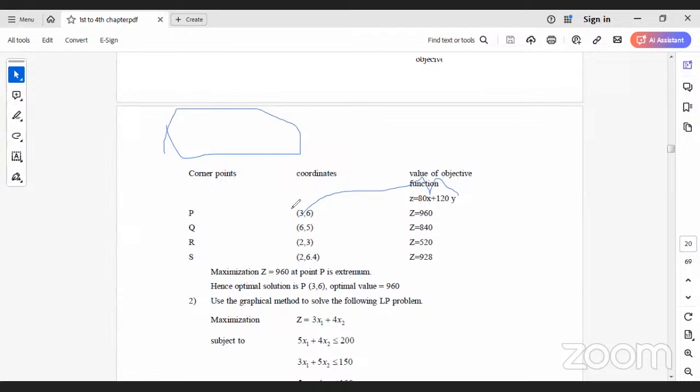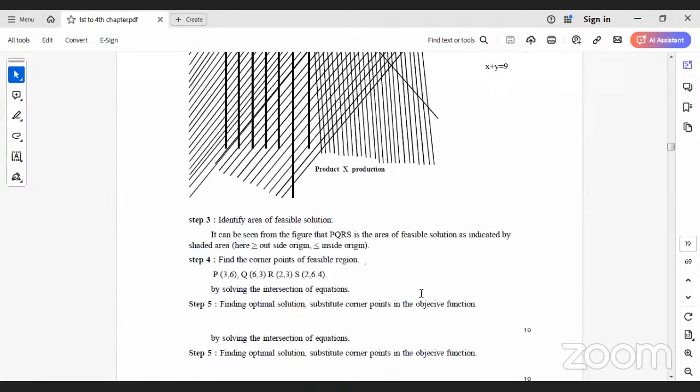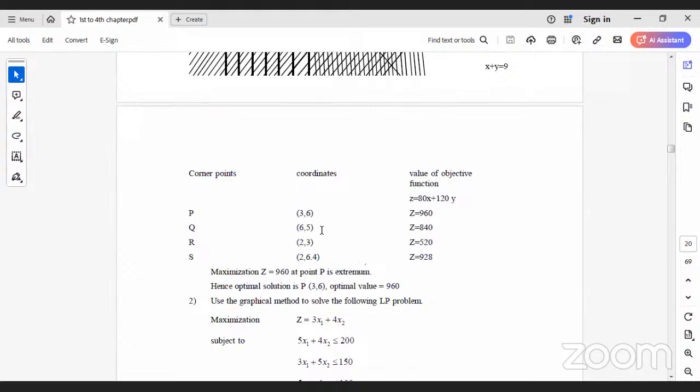అంటే మనం ఈ షేడెడ్ ఏరియా అంటే PQRS లో మనం షేడెడ్ ఏరియా తీసుకున్నప్పుడు వచ్చిన వాల్యూస్ ని మనం ఇక్కడ రాసుకొని ఈ P వాల్యూను, Q వాల్యూను, R వాల్యూను వేస్తే మనకి వాల్యూస్ వచ్చినాయి. టోటల్ z is equal 960, 840, 920. ఇందులో హైయెస్ట్ వాల్యూ ఎంత 960 కాబట్టి మాక్సిమైజేషన్ ఇస్ 960, P is extreme. So 3,6 is the point of 960. Correct?